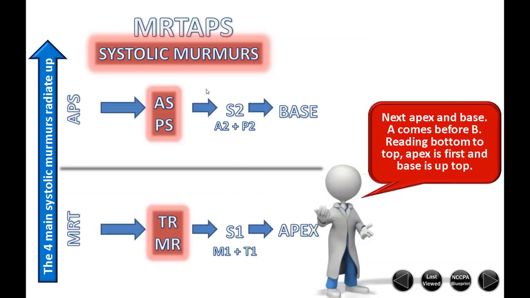I do the same thing. Sometimes people think of apex as being the top, and you get confused. You can't remember during the test. You're stressed. It's easy. A comes before B. 1 comes before 2. We know we always read this direction.